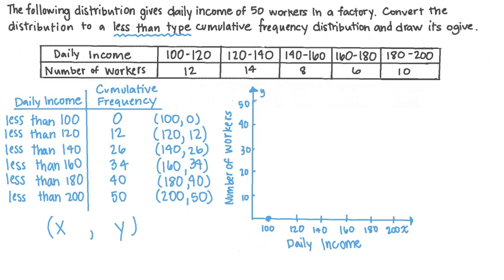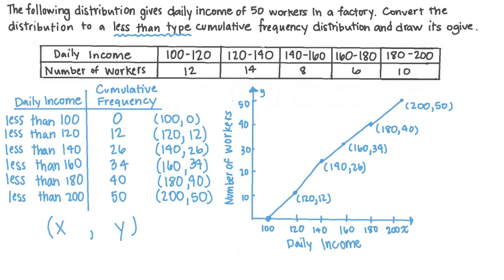Our first point, 100, 0, falls along the x-axis. Next, we have 120, 12, followed by 140, 26, followed by 160, 34, 180, 40, and then 200, 50. In an ogive, you need to connect each point with a line. This is what an ogive for the given information would look like.